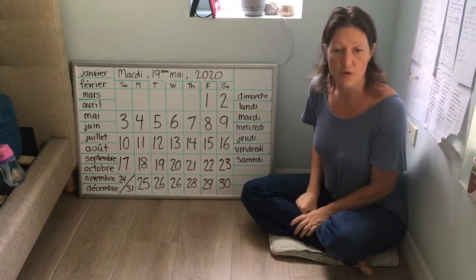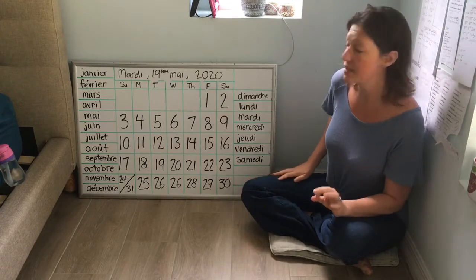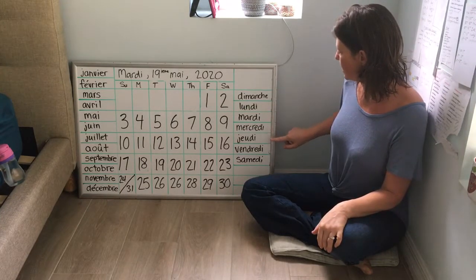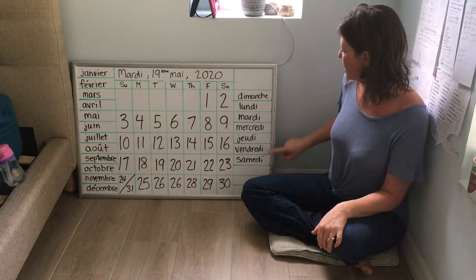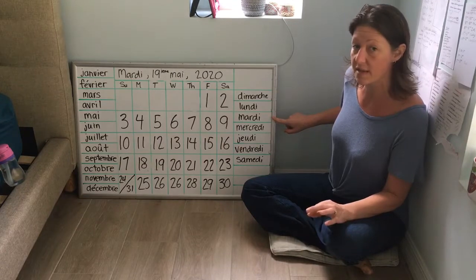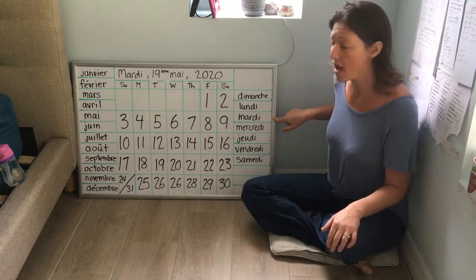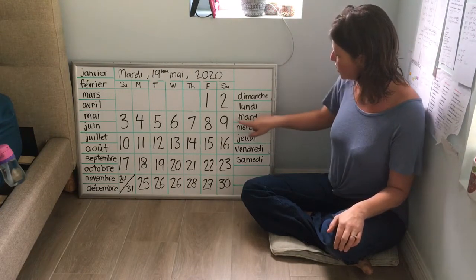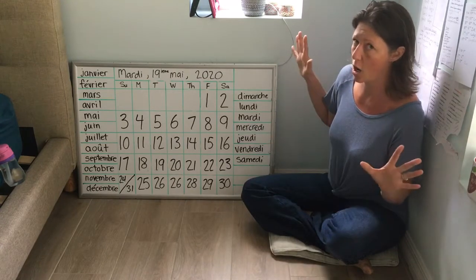Il y a 7 jours, il y a 7 jours, il y a 7 jours en une semaine. Dimanche, lundi, mardi, mercredi, jeudi, vendredi, samedi. Aujourd'hui c'est mardi, aujourd'hui c'est mardi, aujourd'hui c'est mardi, toute la journée. Aujourd'hui c'est mardi, aujourd'hui c'est mardi, aujourd'hui c'est mardi, toute la journée.